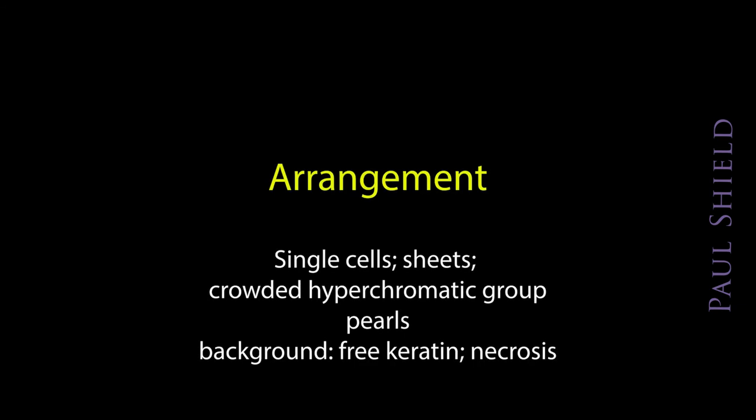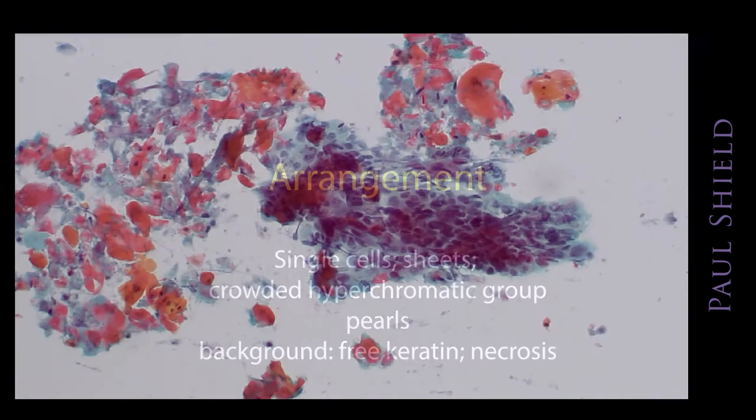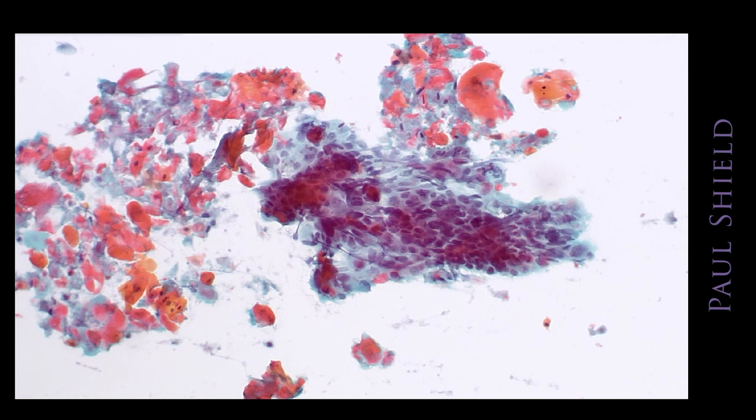Arrangement, like in the cervix, is usually single cells, flat sheets of cells, or crowded hyperchromatic groups of cells. Also, pearls, and often you'll have a background that has a combination of necrotic debris and free keratin. This is a classic example. So we've got a crowded hyperchromatic group of cells there, and then these well differentiated keratinizing squamous cell carcinoma cells that are obviously very orange.